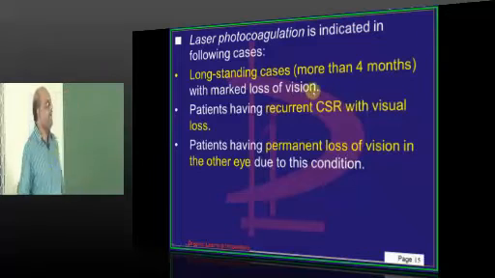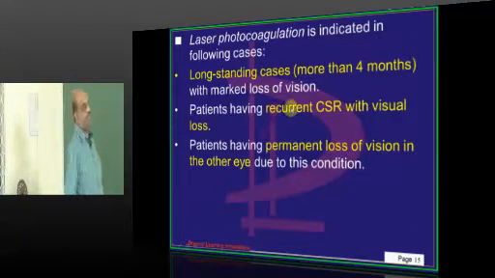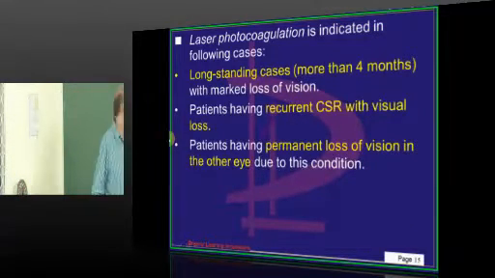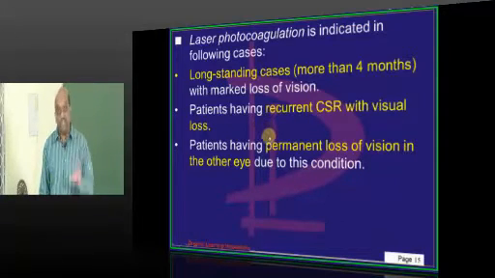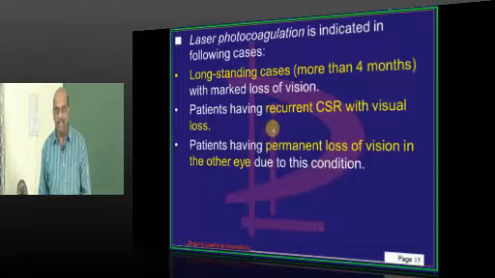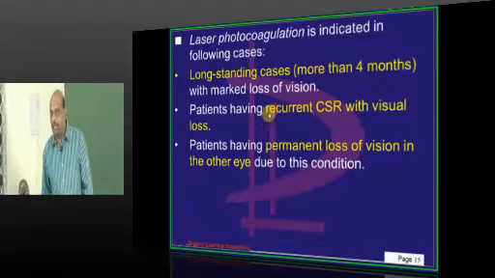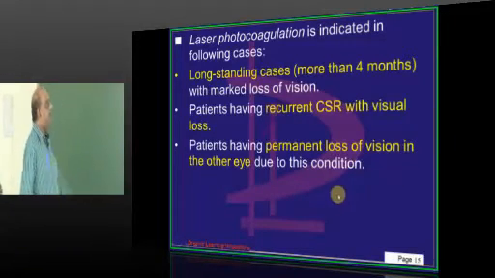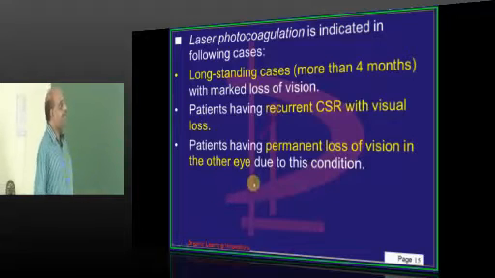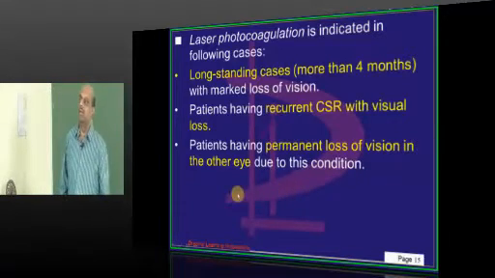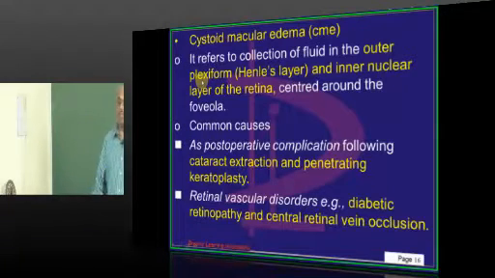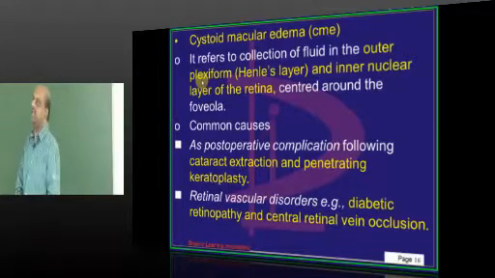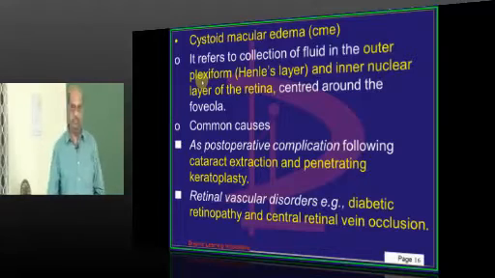Any long-standing case more than 4 months with central serous retinopathy. Recurrent central serous retinopathy with visual loss. Since it is occurring in the central part of the retina, visual loss is a very major problem. And any permanent loss of vision in the other eye, they are all the important indications. So that's all the story, doctor. Central serous retinopathy remains with you.